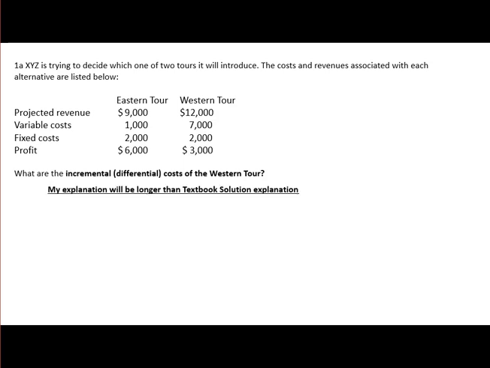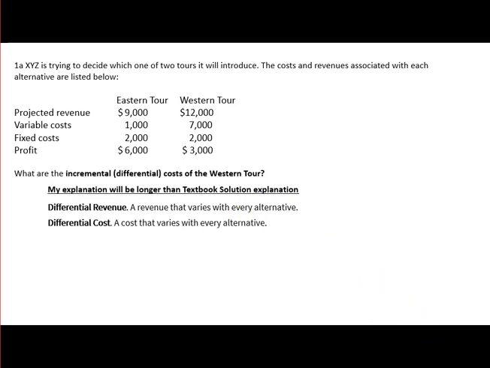Okay, my explanation is going to be longer than the textbook's solution explanation because I want to explain some of this terminology. First of all, differential revenue is a revenue that varies within every alternative. A differential cost is a cost that varies with every alternative. And if differential revenues are higher than differential costs, then you're looking at a go situation. That is, you should do it. If everything else is equal, you should go on and do this.